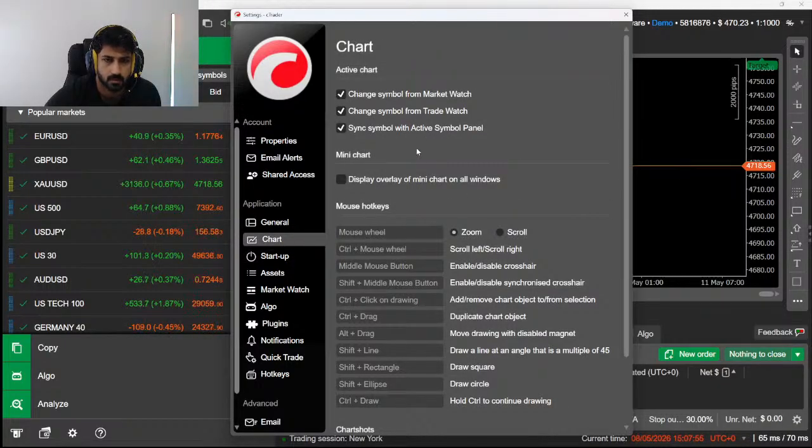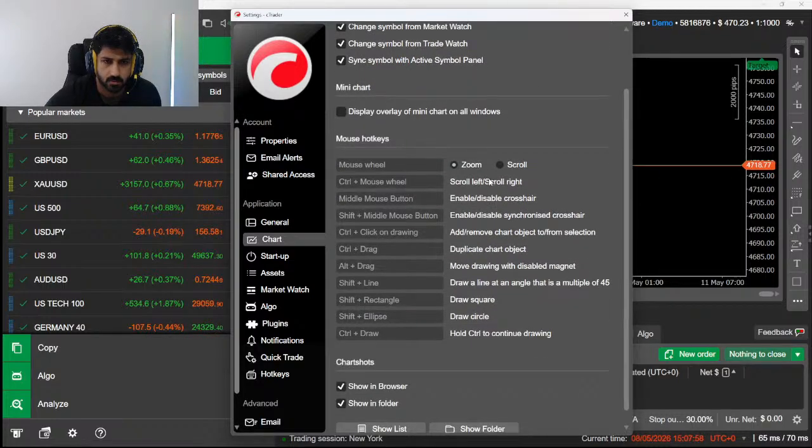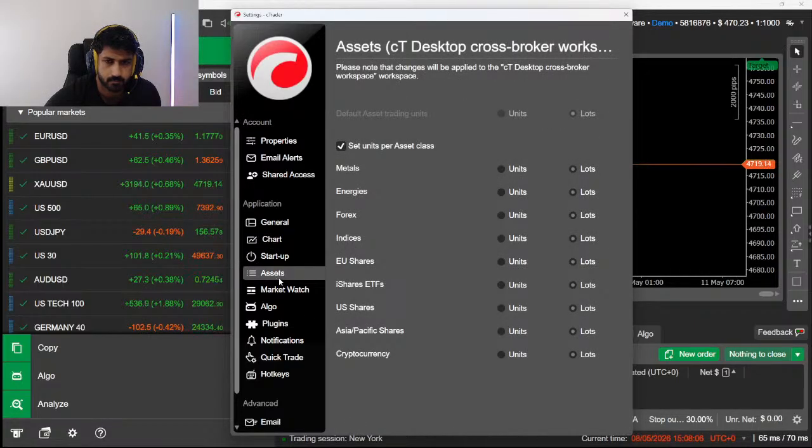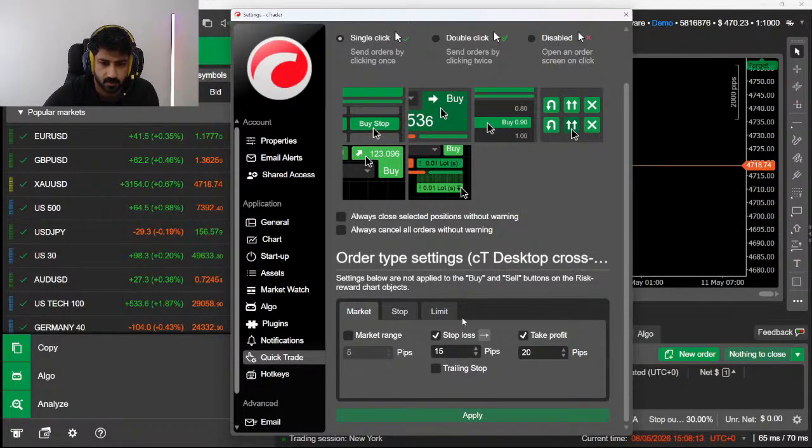Symbol, zoom, scroll. See, quick trade. Yeah, there you go. No, I messed up the stop loss here. We'll take profit. I definitely messed up. All of this was supposed to be here.